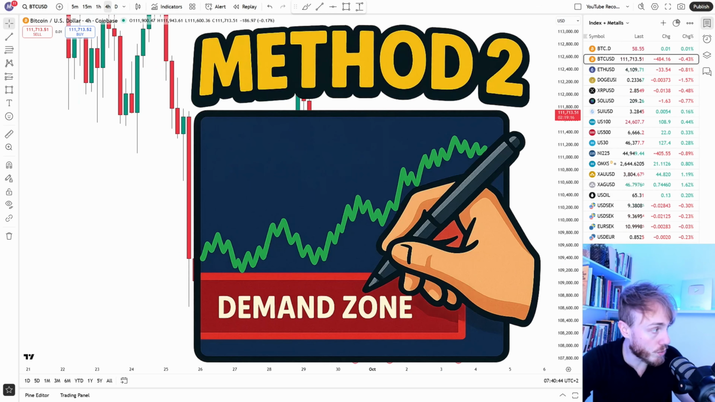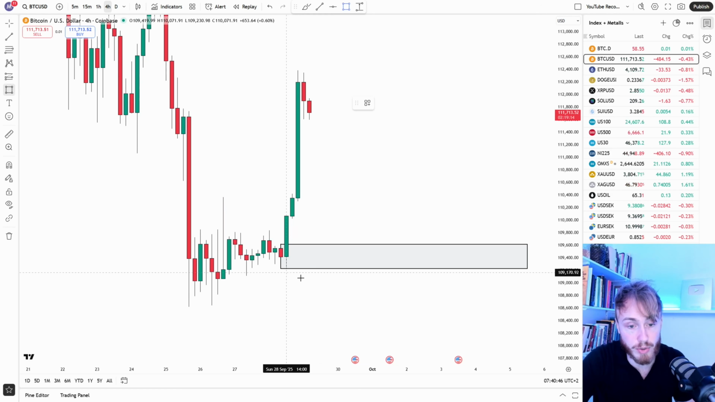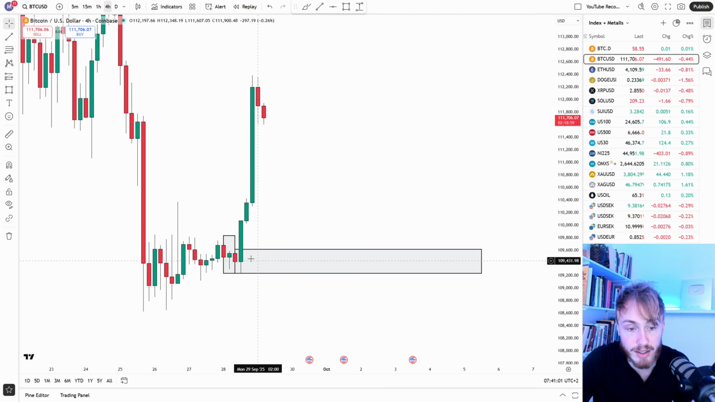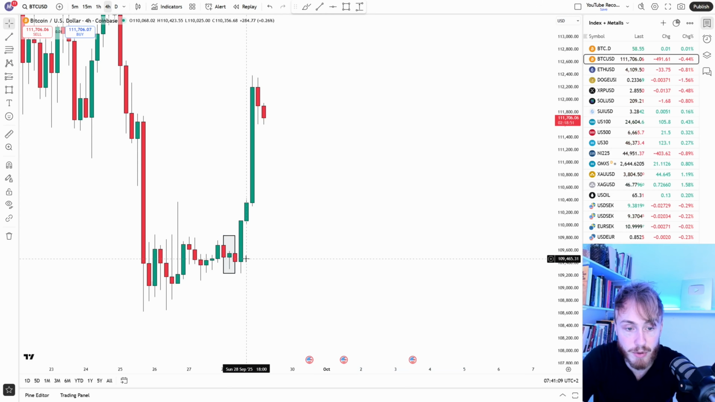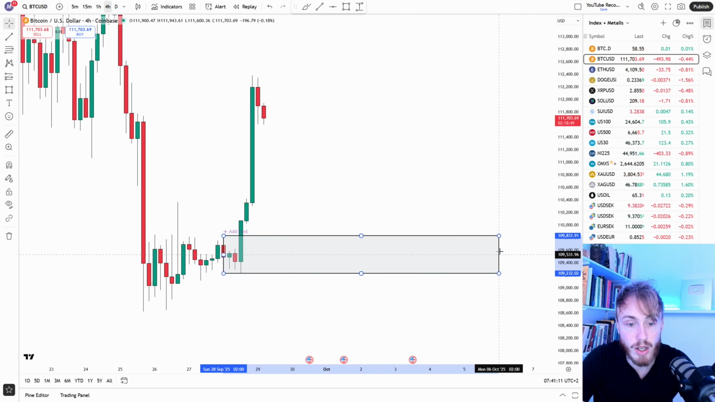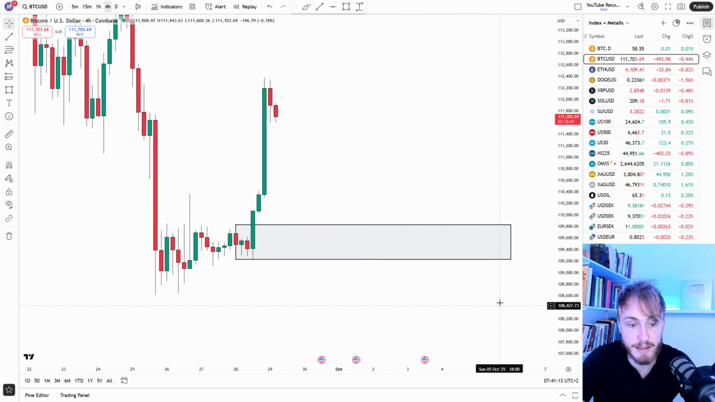Method number 2 here is also pretty simple, but what you now do is that you want to use a cluster of candles. So instead of using only the red candle, now you want to include the 3 candles that happened before the move started. So our second demand zone, you want to include the wicks as well. Hopefully you can see our second demand zone. I can actually delete this before. Our second demand zone would look something like this.